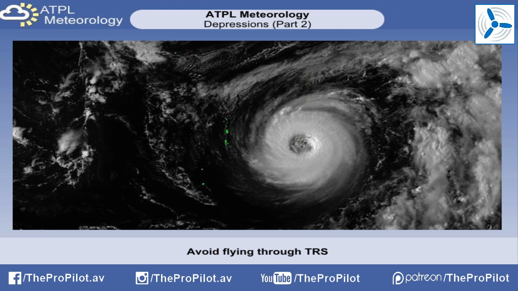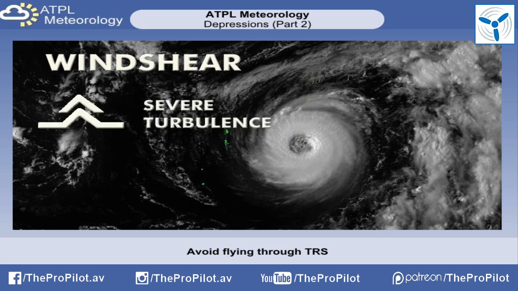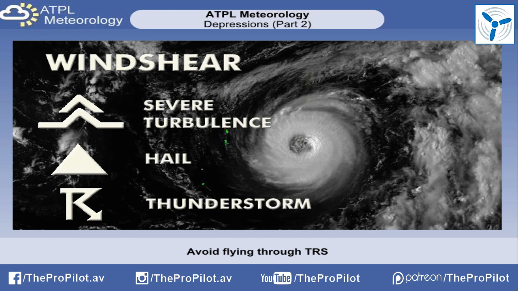Flying through tropical storms is possible, but is best avoided. Advisory warnings are given when such storms exist, and satellite and radar images highlight the location of storms clearly. Marked wind shear, severe turbulence, hail and thunderstorms are just some of the many hazards that can be encountered within tropical revolving storms.